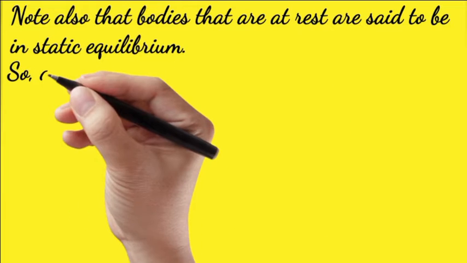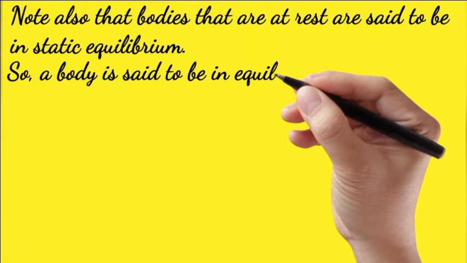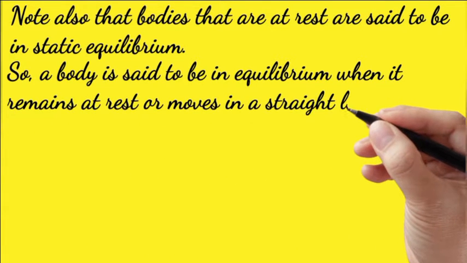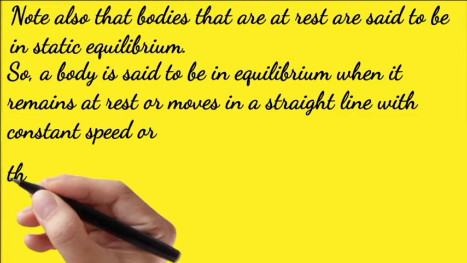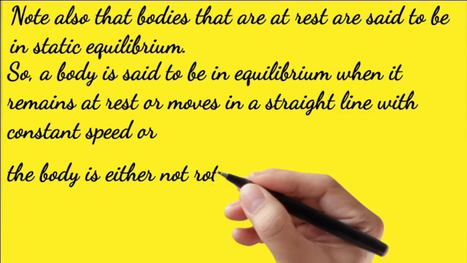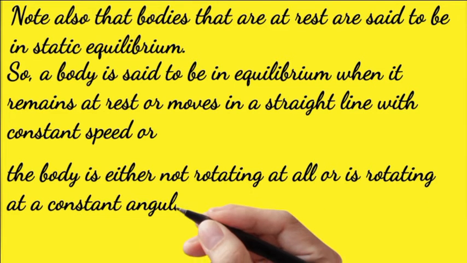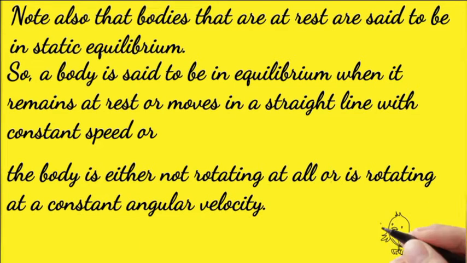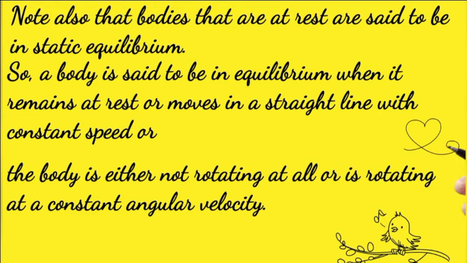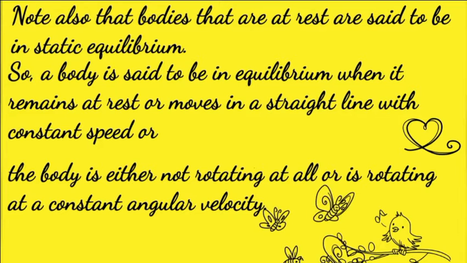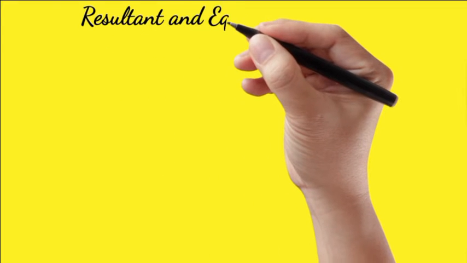But when the body is at rest, the body is said to be in static equilibrium. So a body is said to be in equilibrium when it remains at rest, that is static equilibrium, or moves in a straight line with constant speed, in which case we say the body is in dynamic equilibrium, or if the body is either not rotating at all or is rotating at a constant angular velocity. So when there is motion involved at a constant velocity, we talk about dynamic equilibrium. But when the body is not in motion, we say it is in static equilibrium.